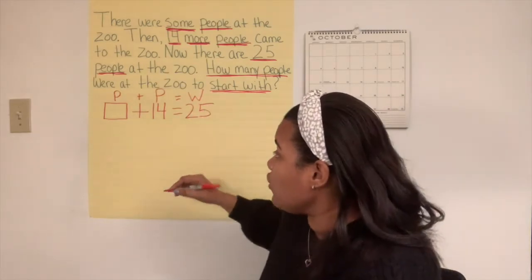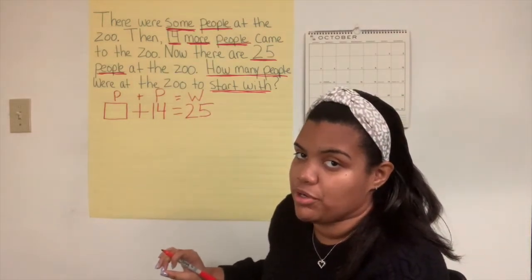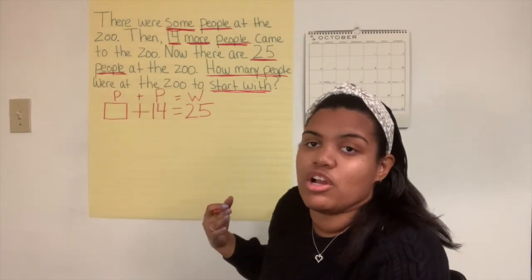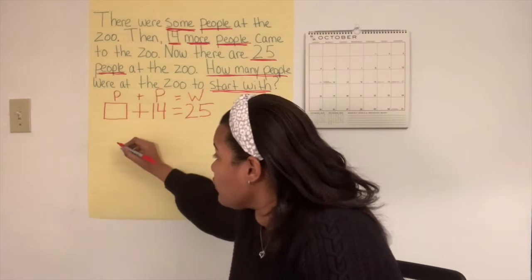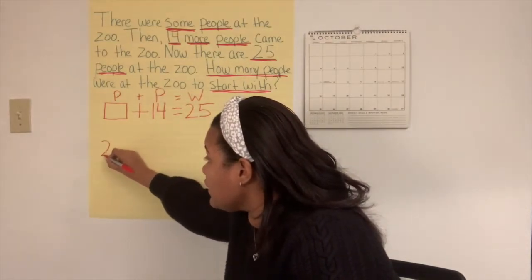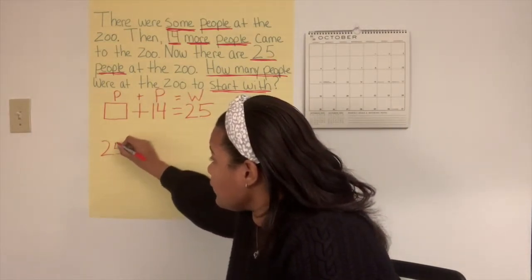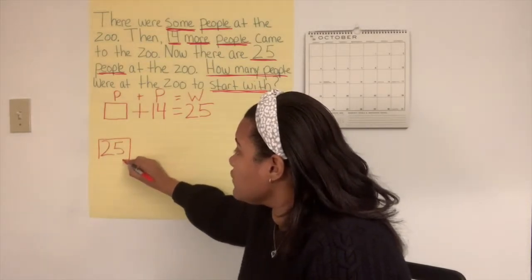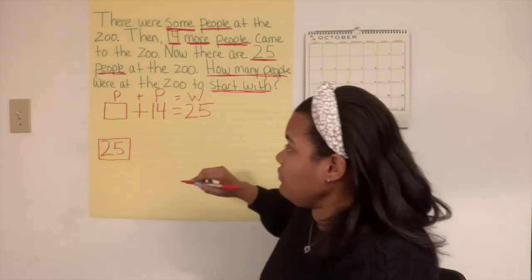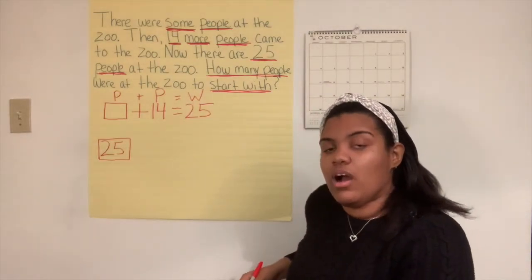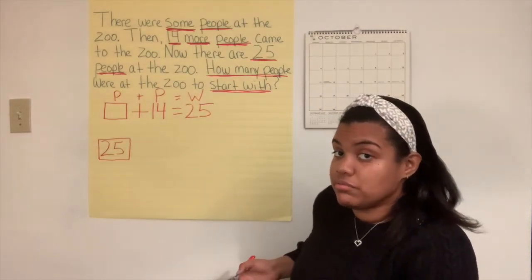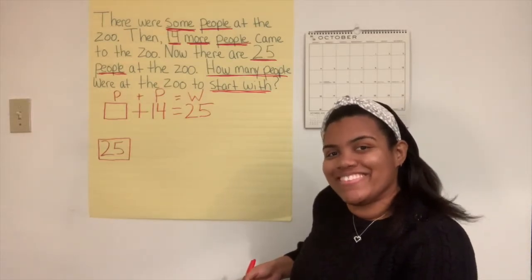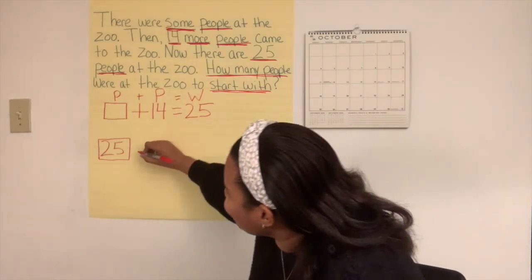Perfect. So now we're going to start with the larger number, which is the whole, right? The whole is always the biggest number because the whole is our total. Perfect. So we're going to start with 25. So we're going to put it right here. And then we're going to put that 25 in a box. Now, when we're counting back, are we going to use addition or subtraction? Yes, we are going to use subtraction.